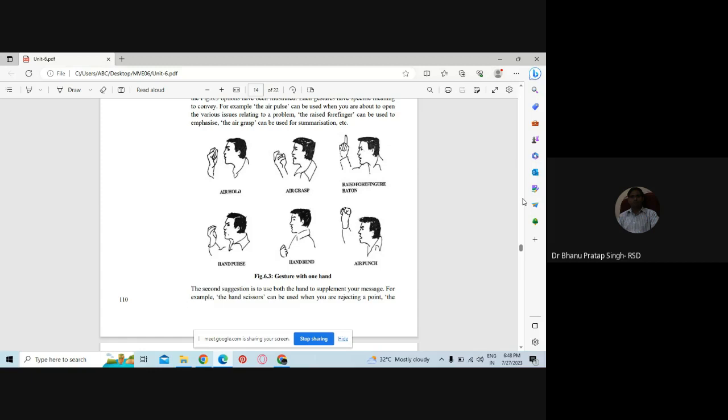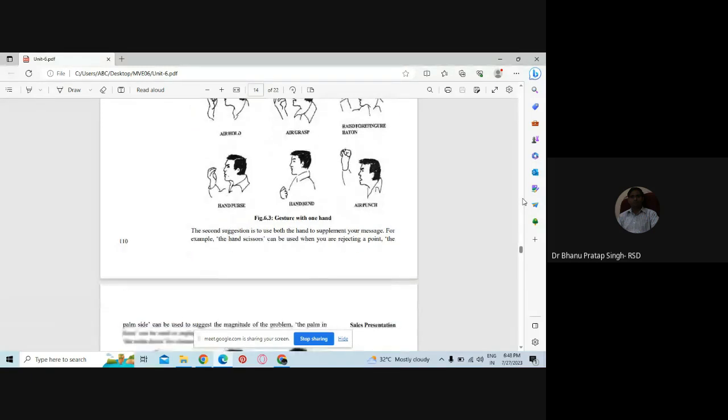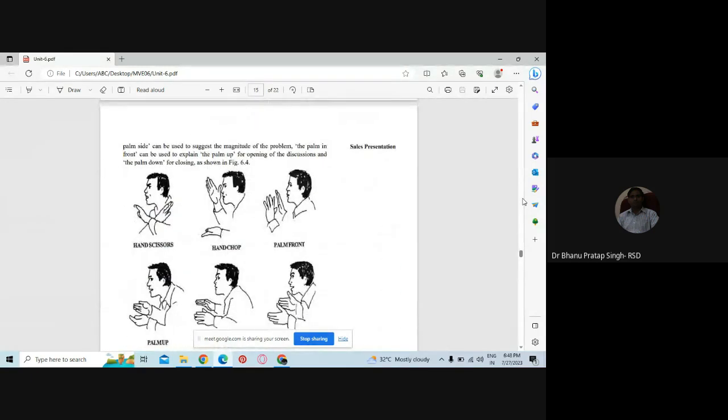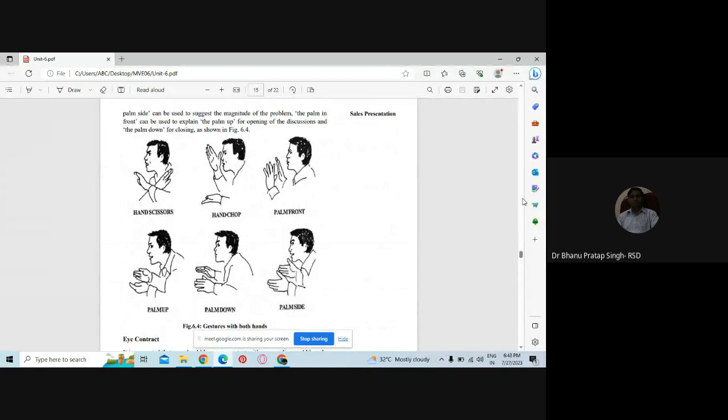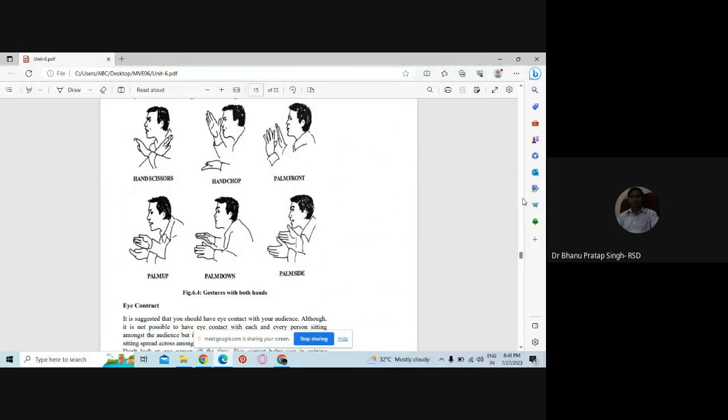So these gestures should be used as per the message and whatever the presenter is communicating among the society. These are the other portion: hand scissor, hand chop, palm front, palm up, palm down, palm side. So these gestures are also giving some kind of message. Firstly, we can think there is a denial.